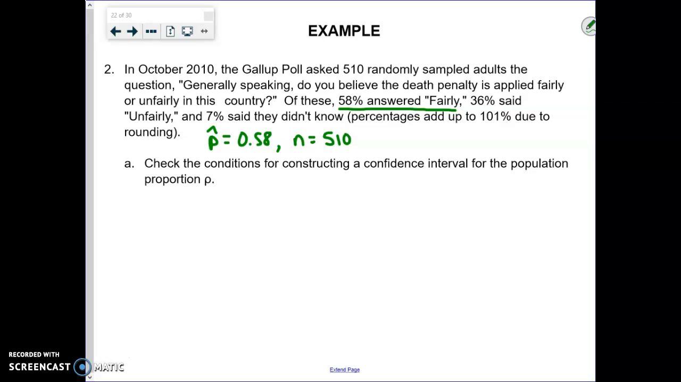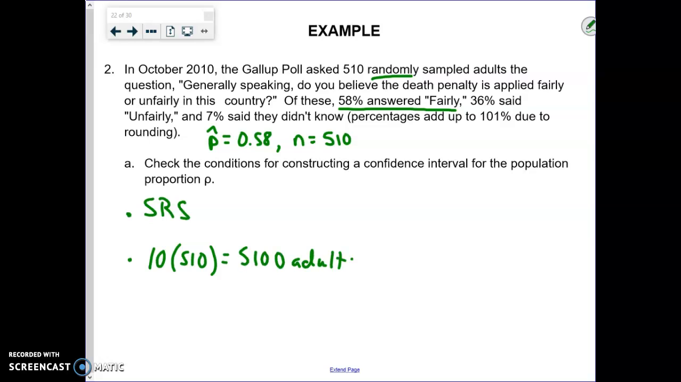So when we want to check our conditions, first off, it needs to be a random sample. And it says that right here. It was a simple random sample. The next condition is: is our sample less than 10% of the population? If that's the case, we can use the rules for independence, which makes our calculations a lot easier. So all we need to do is take 10 times our sample size to get the lower limit of what our population size has to be in order for our sample to be less than 10% of that. If we do that, we get 5,100 adults.